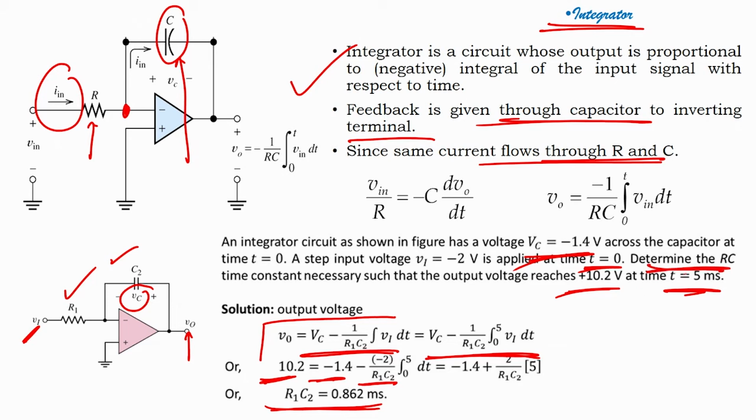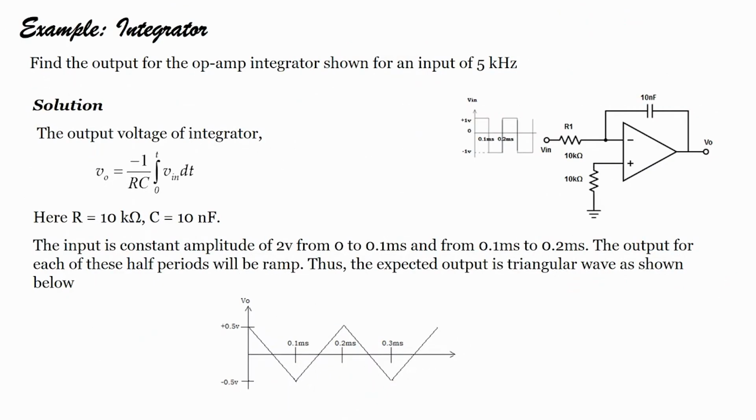0.862 millisecond is my RC time constant when I am given an integrator circuit to work on. Okay. Let us take another example.